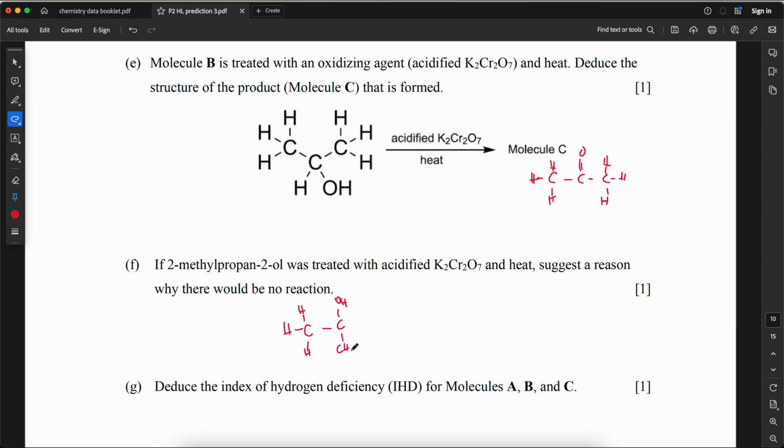If 2-methylpropan-2-ol, that would be COH, CH3, was treated with acidified potassium dichromate and heat, suggest a reason why there will be no reaction. Because it is a tertiary alcohol. Tertiary alcohol does not undergo oxidation reaction.